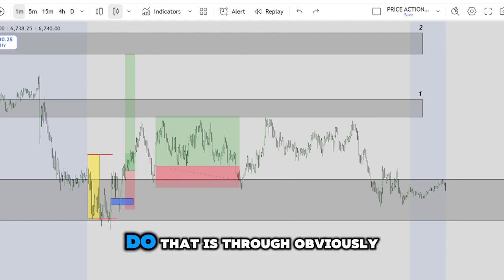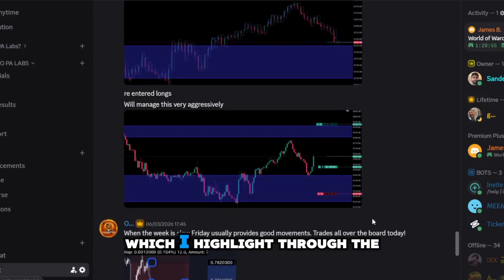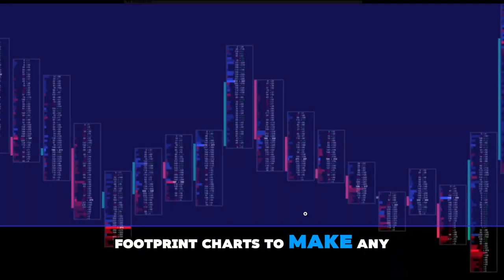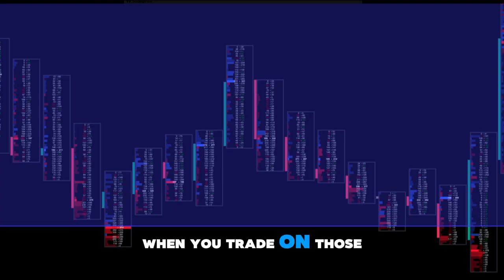So the way that I do that is through, obviously, the 3-step process, which I highlight through the Discord as well. So you're looking primarily at footprint charts to make any decision when you trade on those lower time frames.